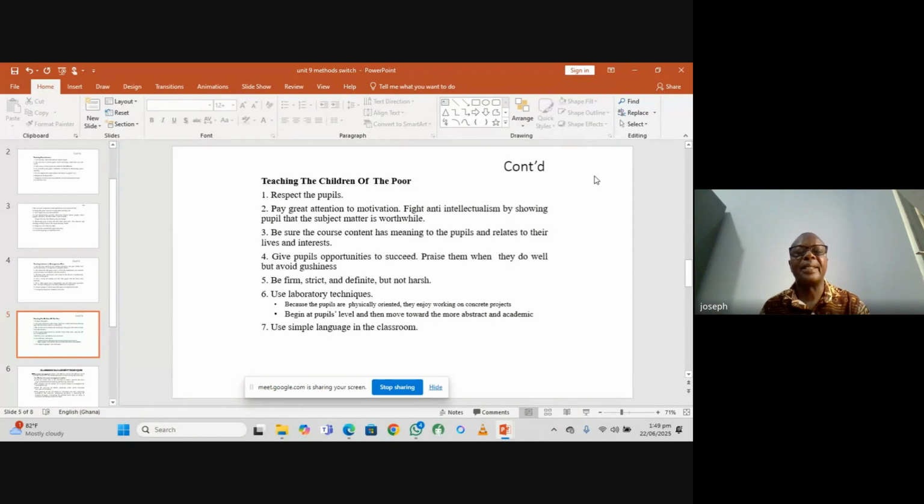Use laboratory techniques because these people are physically oriented. They enjoy working on concrete projects. That's the laboratory technique. Make sure you let them use concrete things to manipulate. Begin at the pupils' level, and then move towards the difficult or abstract ones that they have to think about. Use simple language in the classroom so that when you give instruction, they'll be able to understand and respond to it.